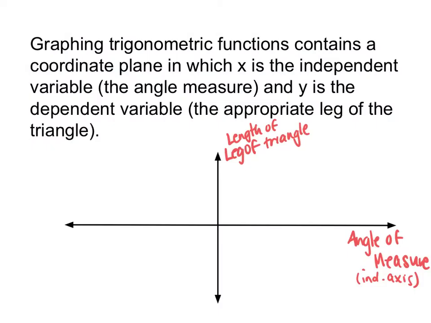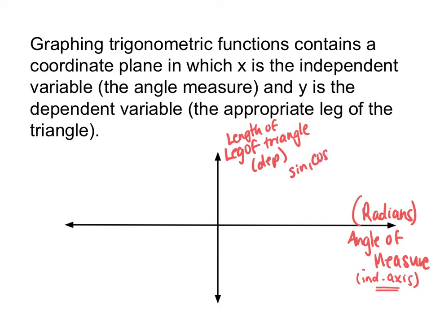First of all, when you're graphing trigonometric functions, you don't have a typical XY plane. Instead, you have an independent axis, which is the angle measure. It's usually in terms of radians. It doesn't have to be. It could be degrees, but we're going to do mainly radians. And then you have the length of the triangle, which is the dependent axis, which was typically the y. And this is going to represent the sine or the cosine.